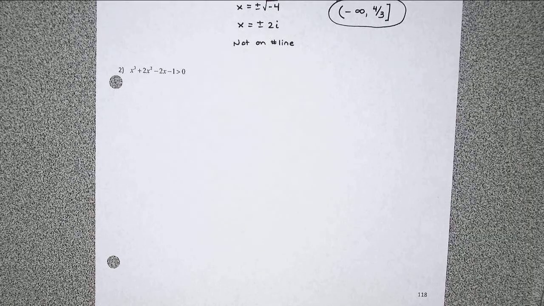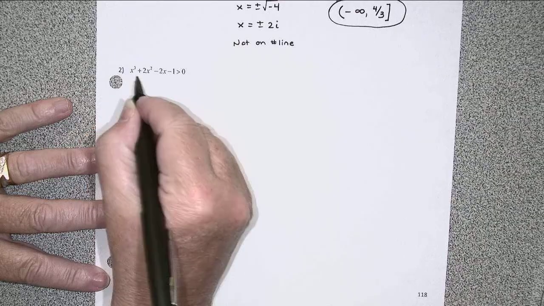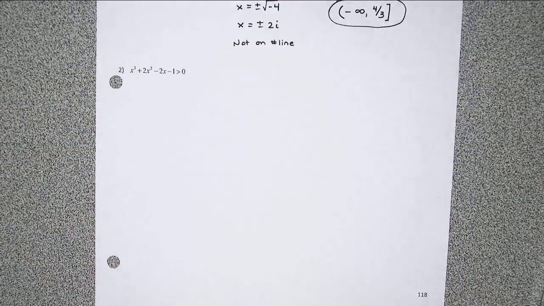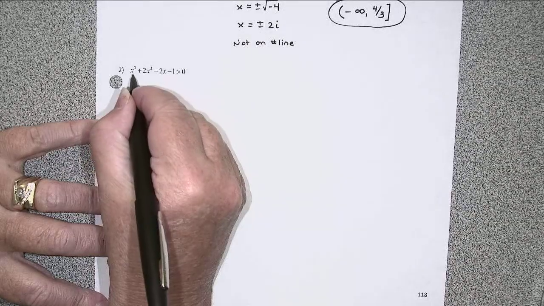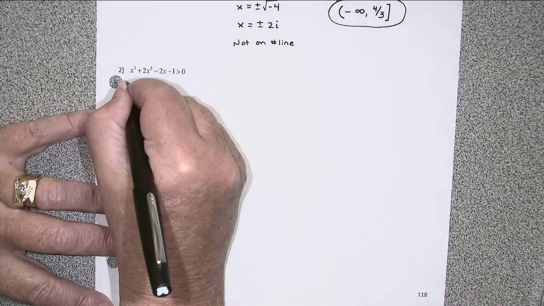All right, so we're continuing section 2.7 on the inequalities. And in number 2, the problem was actually given in the form that I like it in. I like to have 0 on one side, and this one's already there. So looking at the 4 terms, my first thought might be, again, to factor by grouping.